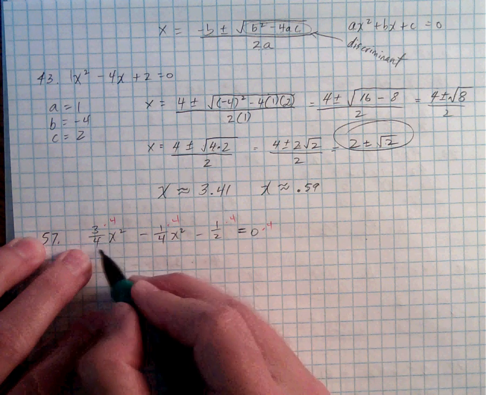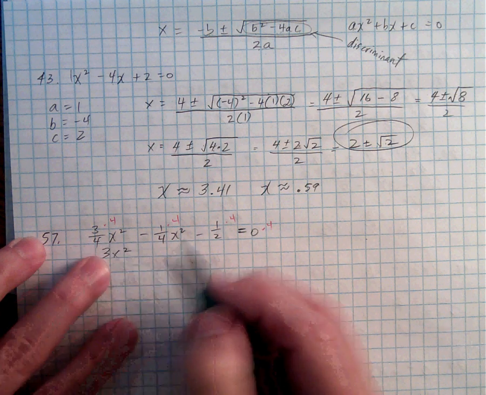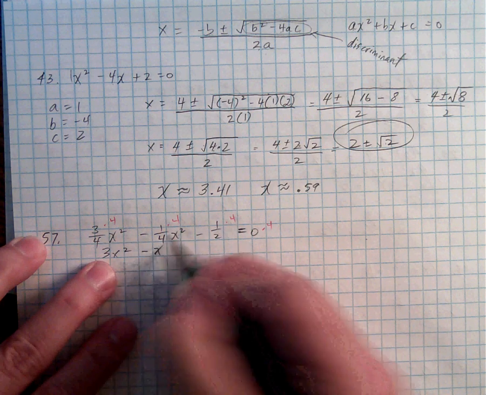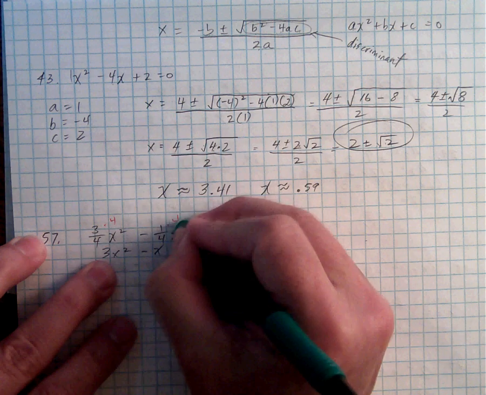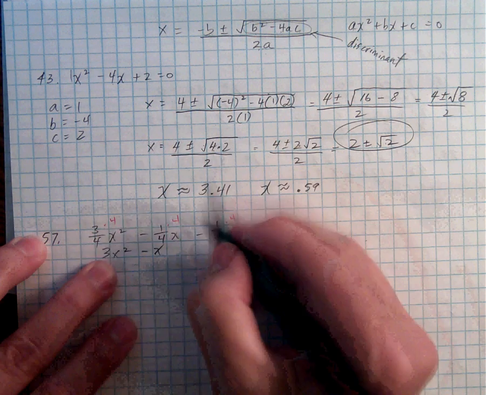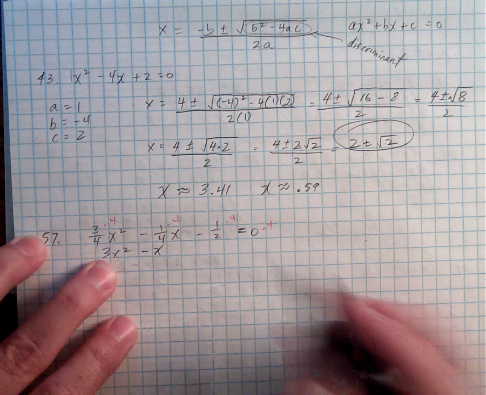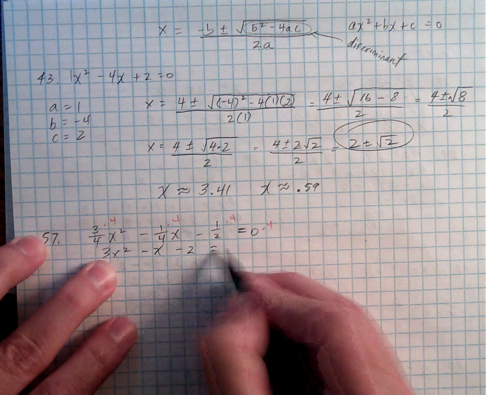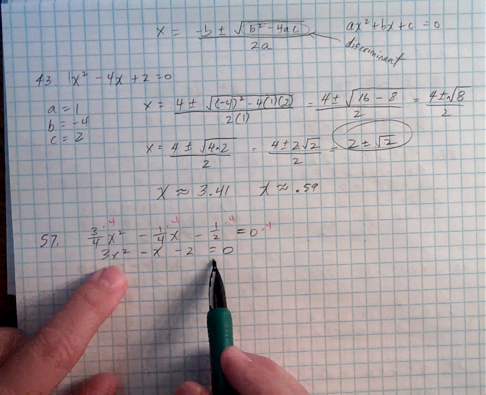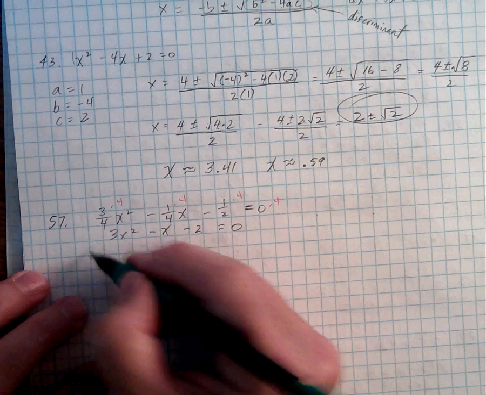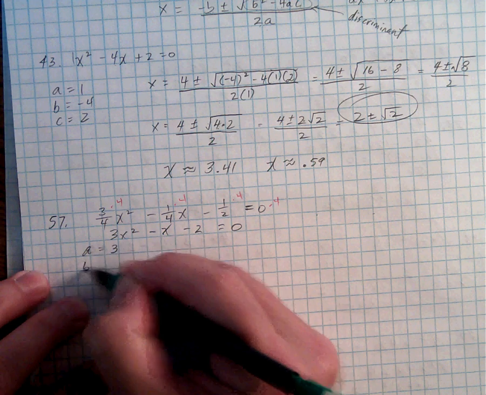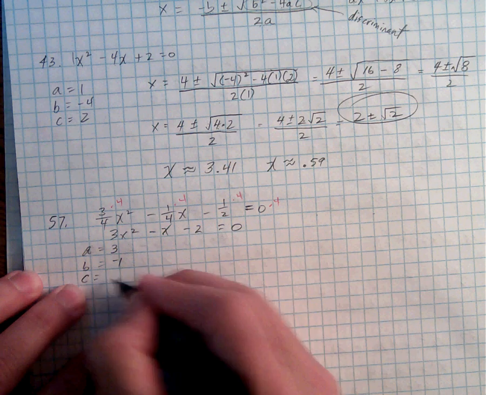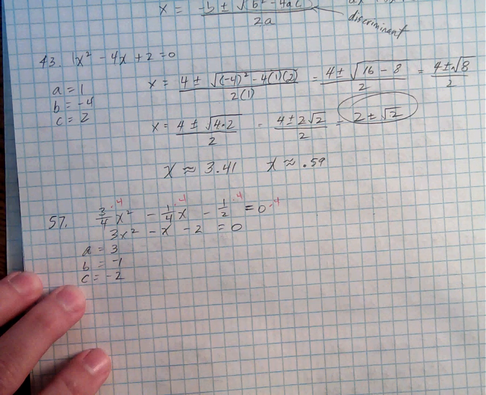So now I get 3x squared minus x, now this is 4 over 2, so that's minus 2, and 4 times 0 is 0. Okay, so that's better, right? So now my A is 3, my B is negative 1, and my C is negative 2. So let's plug and chug.